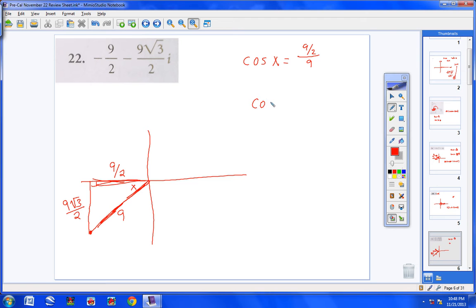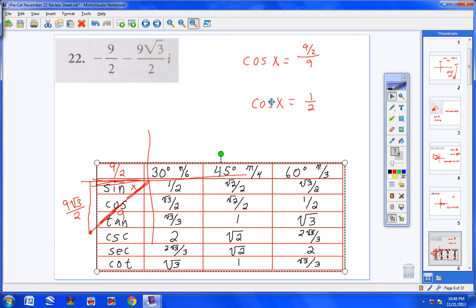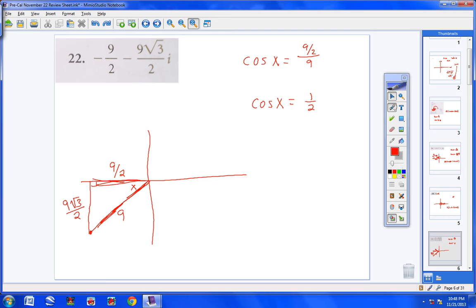And so if we simplify that correctly, 9 over 2 divided by 9, we will get 1/2. And now what angle, when you take the cosine of it, gives you 1/2? Well, let's see. The cosine, here it is, the cosine of 60 is 1/2. So I know this angle right here is 60, so I know the angle right here is 60, so I'm going to rotate from here all the way to here, and I get 240. So trig form is the hypotenuse, which is 9, and then cosine of 240 degrees plus i sine 240 degrees, and that would be trig form.